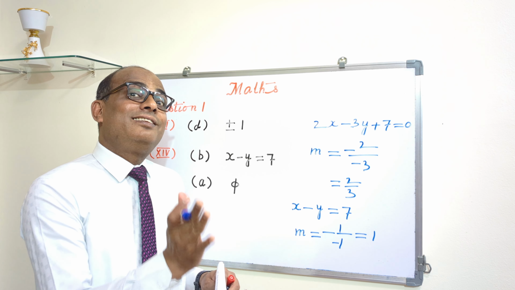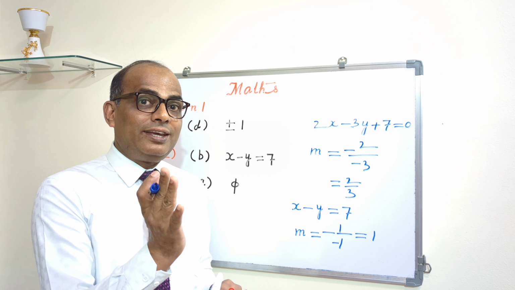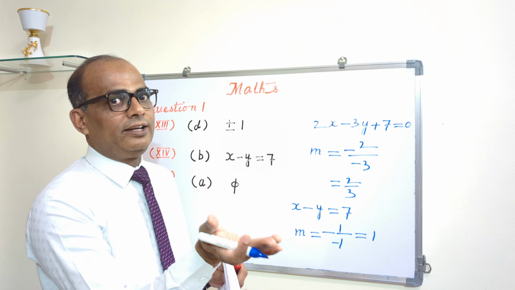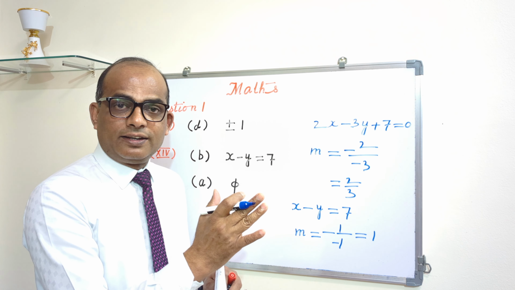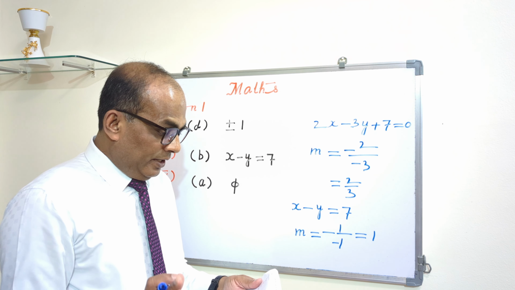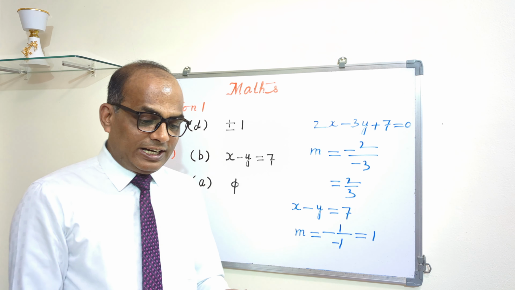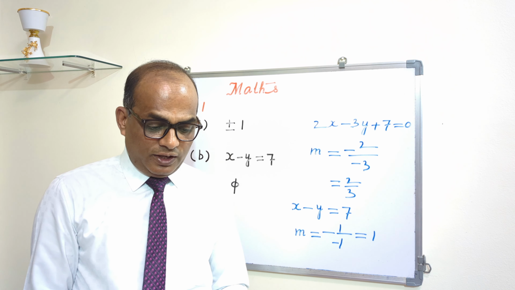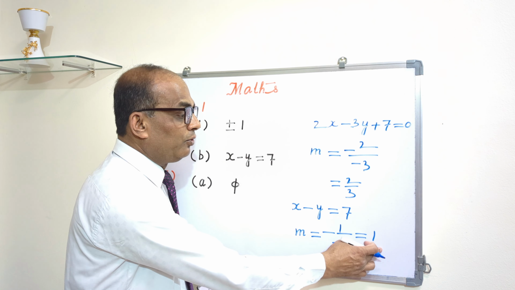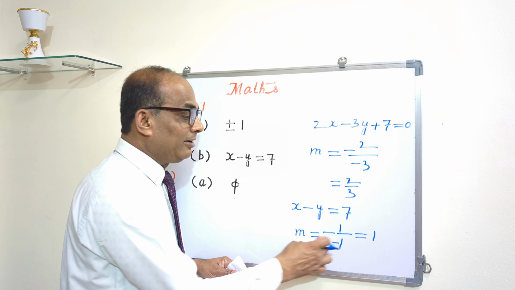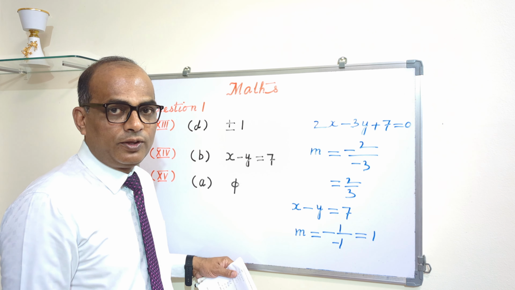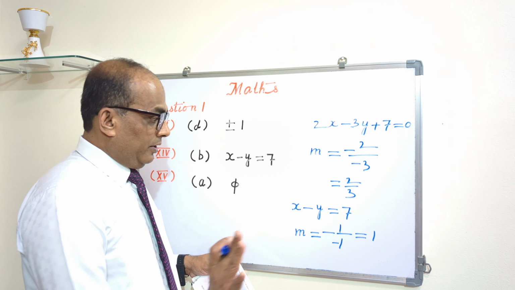That means the line is making an angle of 45 degrees with the x-axis. Therefore, it makes an angle of 45 degrees with the y-axis also. Isn't it? Fine. So, which of the following equations represents a line equally inclined to the axes? It must be x minus y is equal to 7, because here we are getting m is equal to 1. That means tan theta is equal to 1, tan theta is equal to tan 45, that means theta is equal to 45. So, this is the answer.